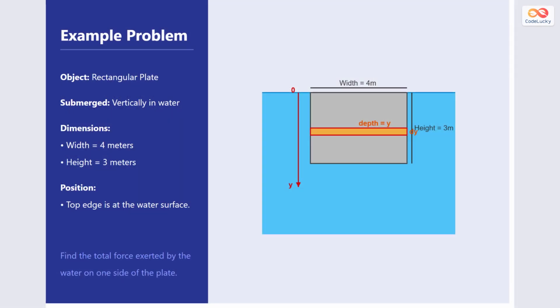Let's apply this to a concrete example. Imagine a rectangular plate, 4 meters wide and 3 meters high, submerged vertically so that its top edge is exactly at the water surface. Our goal is to find the total force exerted by the water on one side of this plate. We will use the standard density of water for our calculation.